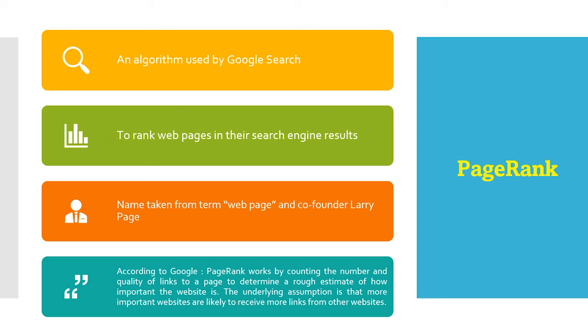PageRank is an algorithm used by Google Search to rank web pages in their search engine results. It is named after both the term web page and co-founder Larry Page. According to Google, PageRank works by counting the number and quality of links to a page to determine a rough estimate of how important the website is. The underlying assumption is that more important websites are likely to receive more links from other websites.